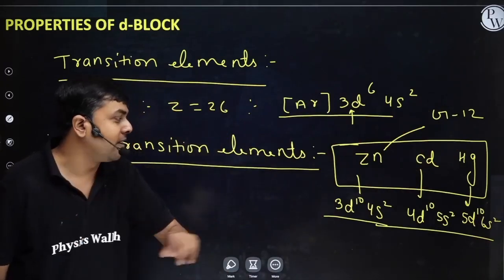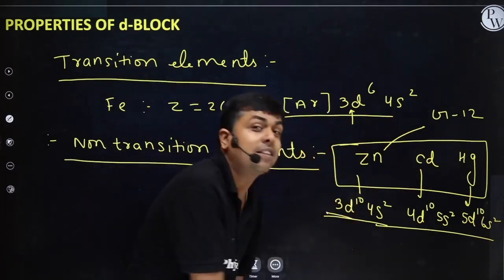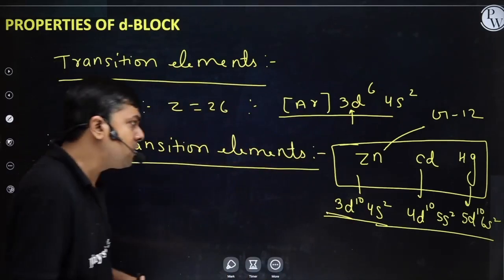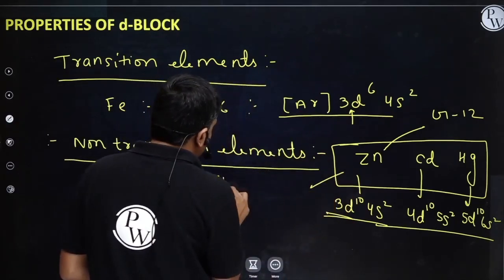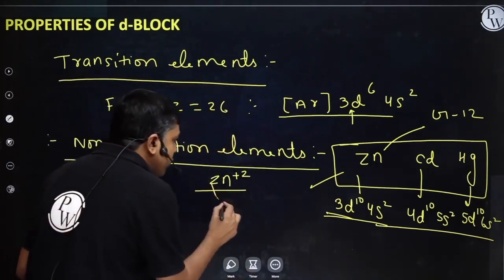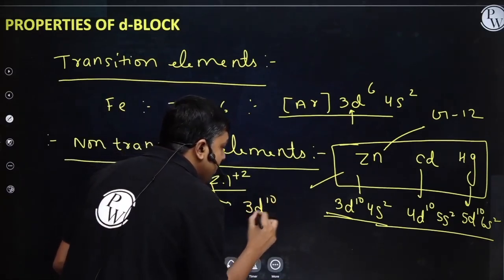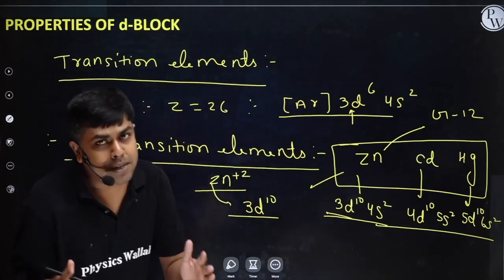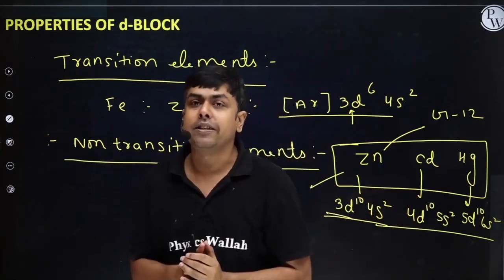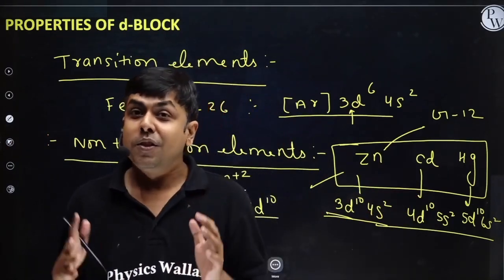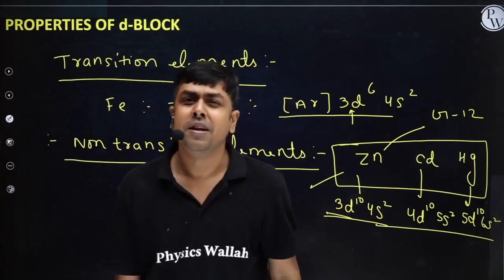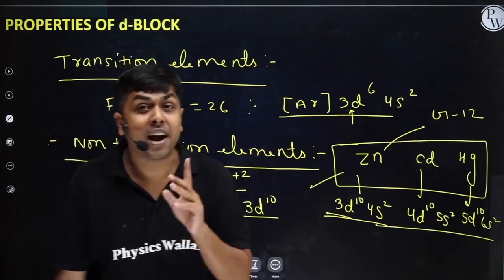If I look at the configuration of zinc, the n-1th d subshell is completely filled, even in its higher oxidation state also. For zinc, the most stable oxidation state is Zn plus 2. If I write the electronic configuration of Zn plus 2, it will have 3d10. So zinc in its atomic state or even in its ionic state has a completely filled n-1th d subshell. That's why zinc is a non-transition element. Cadmium is a non-transition element. Mercury, non-transition element.